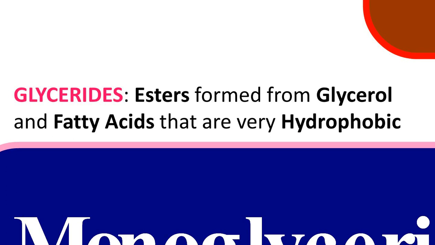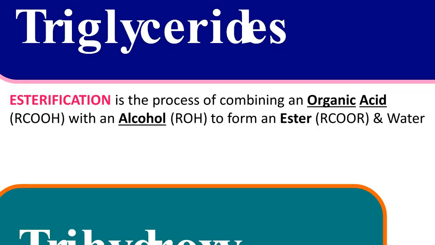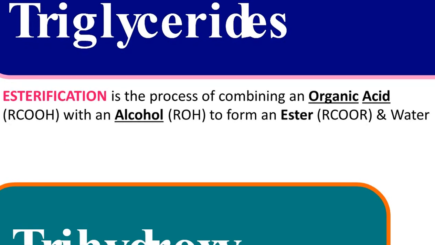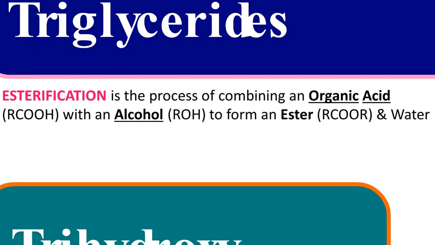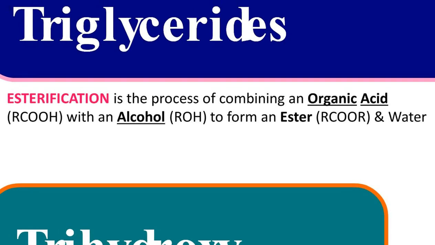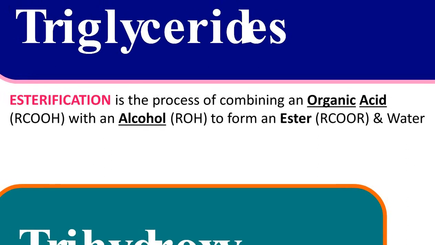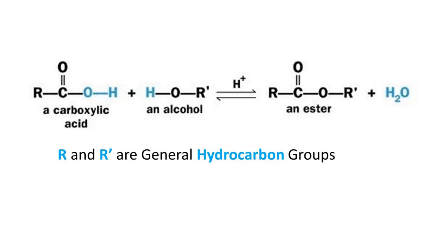Then coming to what is meant by esterification. Esterification is the process of combining an organic acid with an alcohol to form an ester. In the glycerides, usually the fatty acid which contains the carboxylic acid and the alcohol group present in glycerol react together and form the esters. That is a glyceride.